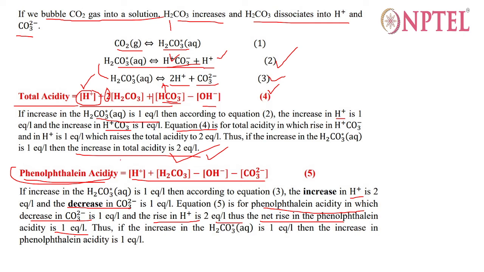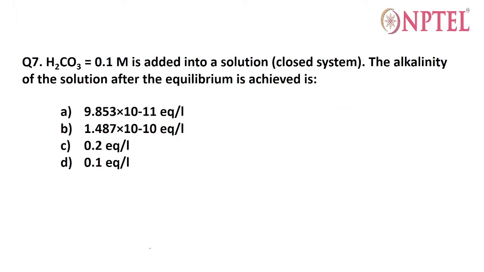So here is a 2 increment, and here a 1 decrease, right? So the net change of the phenolphthalein acidity will be 1 equivalent per liter. So we'll go to the next question.